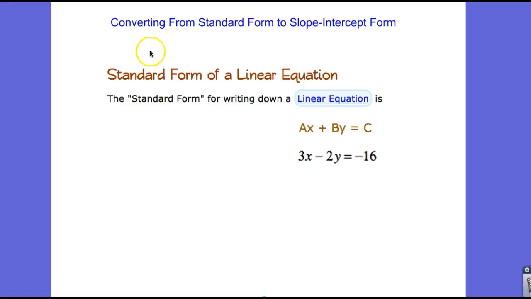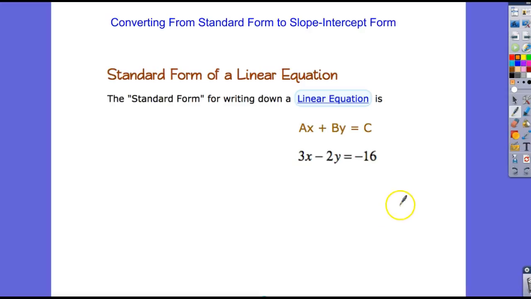Today we're going to talk about how to convert from standard form of a linear equation to slope-intercept form of a linear equation. Well, the standard form of a linear equation is ax plus by equals c, where a, b, and c are constants, just numbers, and these are your normal x and y variables, like you would have an xy coordinate on a graph, just like normal.